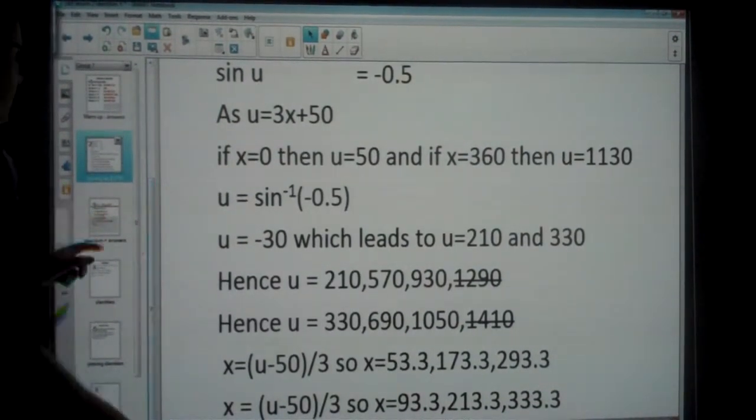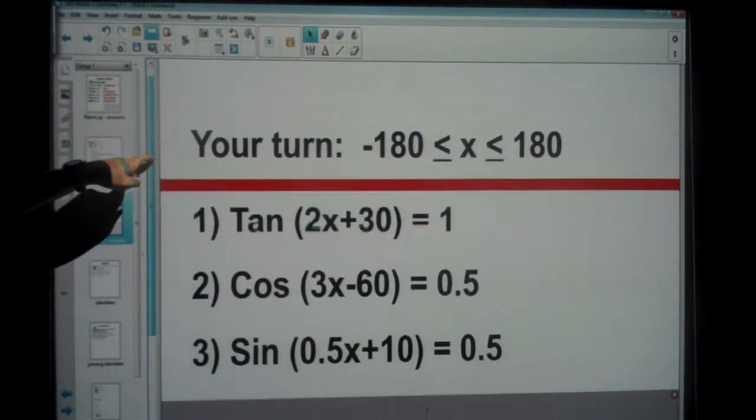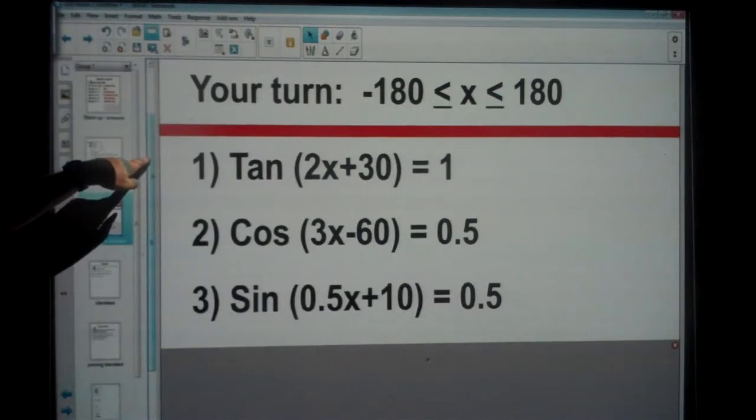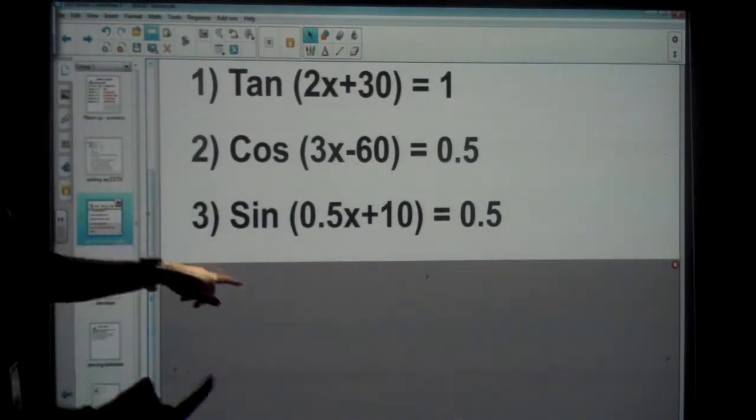Now, there were some questions for people to try in class as well. I made them from negative 180 to 180 this time, just to practice the idea of subtracting 360 from answers once you have them. And if you want to try those questions, I can reveal the solutions in a second.